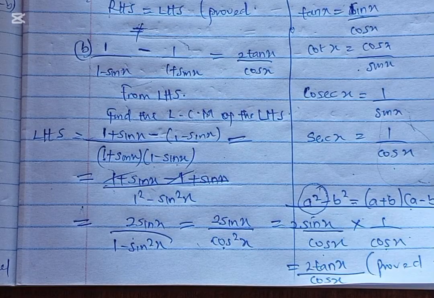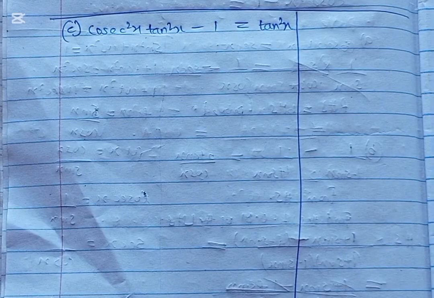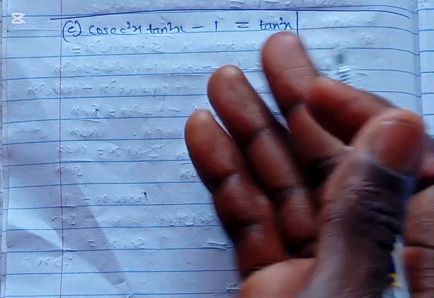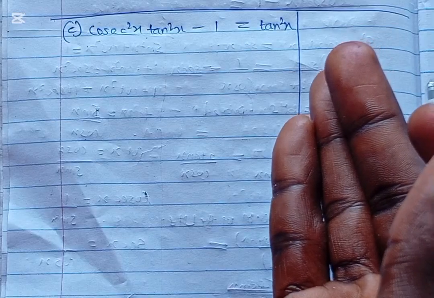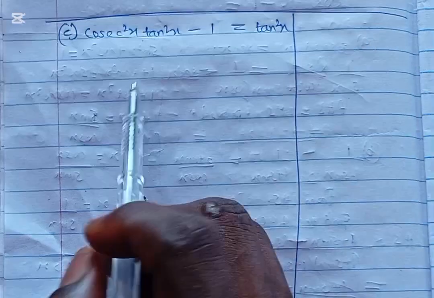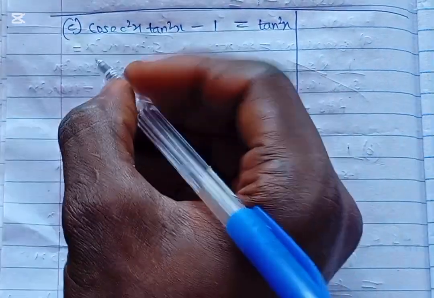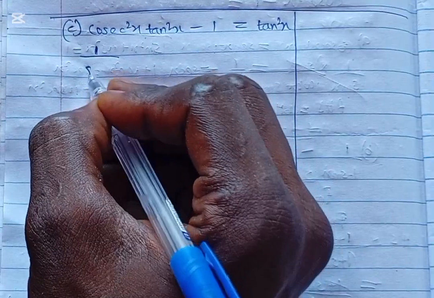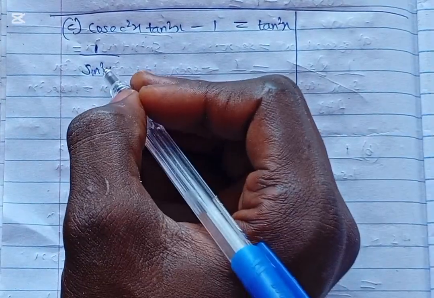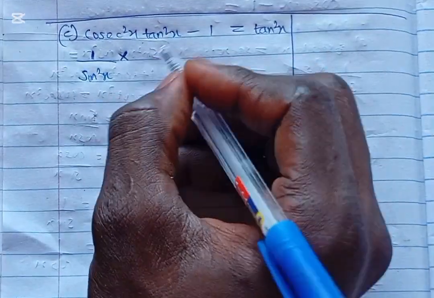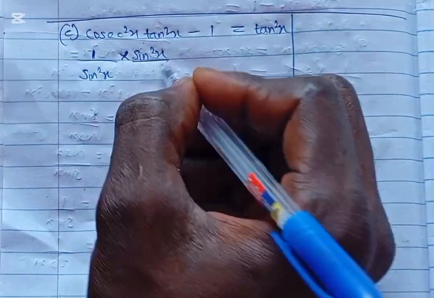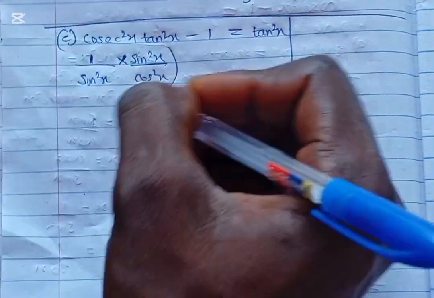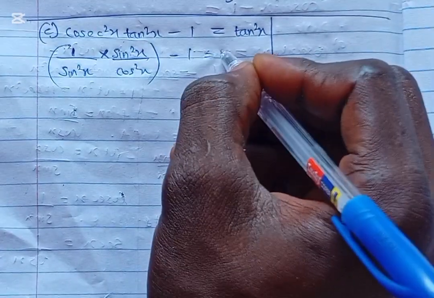Okay, let's move on to the third one. Now what are you going to do here? Okay, they give us something of this sort. You must learn how to simplify and what each term represents. I can say that my cosec square x is equal to 1 over sine square x, multiplied by my tan square x, which can also be simplified as sine square x over cos square x. Everything minus 1 is equal to.